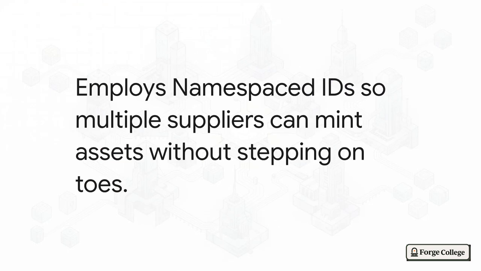Lastly, we have tokenized commodities. Think about tracking barrels of oil or tons of grain. This blueprint heavily employs namespaced IDs. You might have a dozen different suppliers interacting with one unified marketplace contract. Namespacing ensures that supplier A's green doesn't magically overwrite supplier B's green. It inherently tracks strict physical provenance.